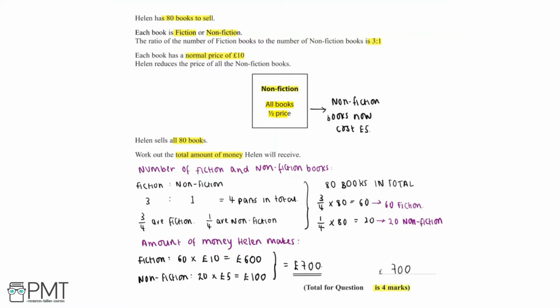Now this question is worth 4 marks. We get the first mark for finding the number of fiction books. We get the second mark for finding the number of non-fiction books. We get the third mark for finding the amount of money that Helen makes from the fiction books and the amount of money that Helen makes from the non-fiction books. And we get the fourth and final mark for adding these values together and for getting a final correct answer that the total amount of money that Helen receives is equal to £700, allowing us to achieve the full 4 marks needed in this question.